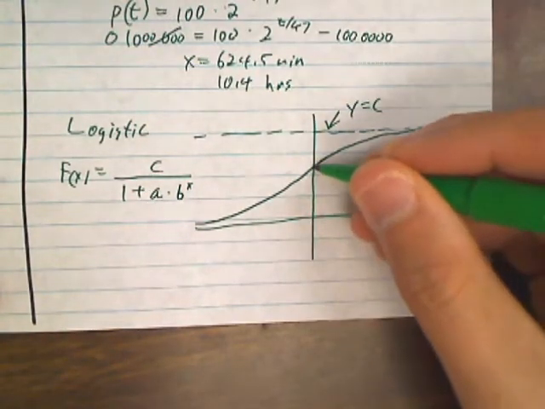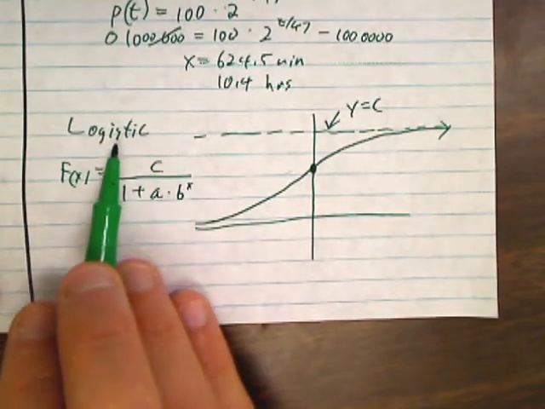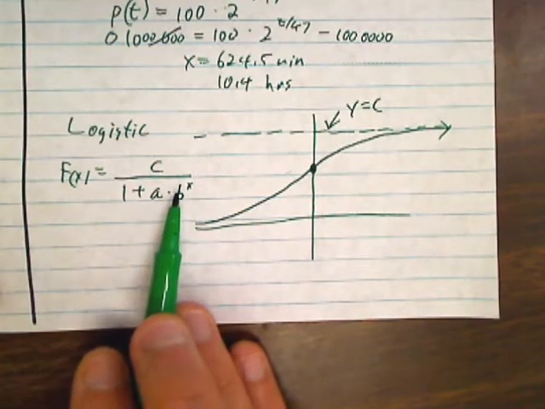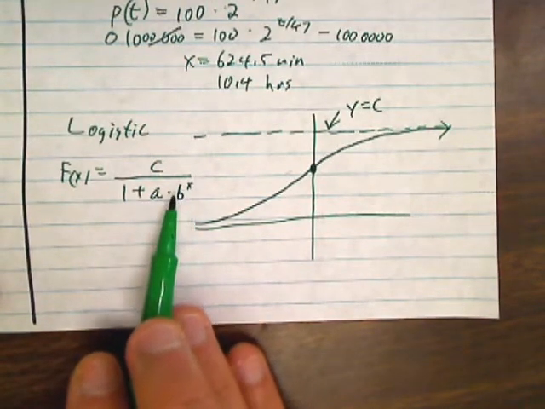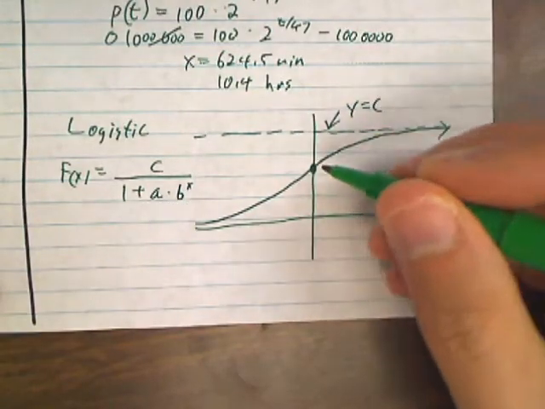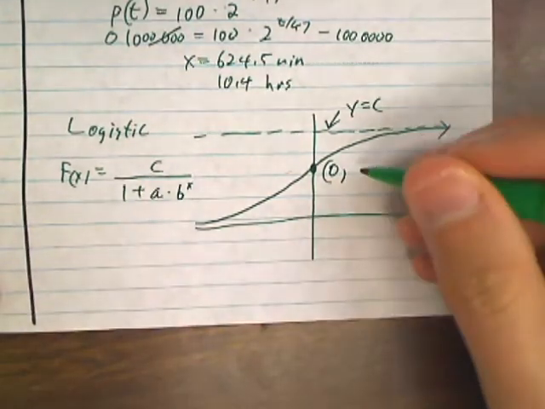You also have the y-intercept here. If you plug 0 into this equation to get the y-intercept, that's going to make b to the 0 power. Anything to the 0 power is 1, so that will go away. So the y-intercept is c over 1 plus a.